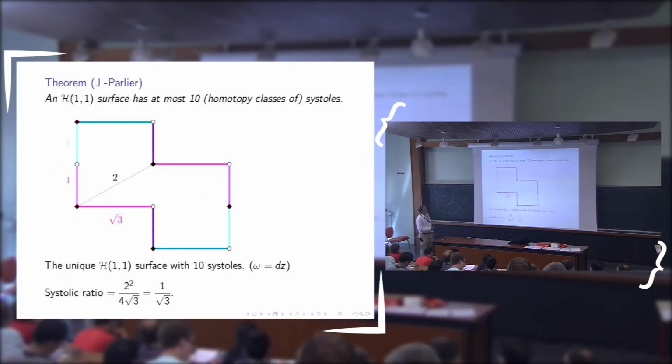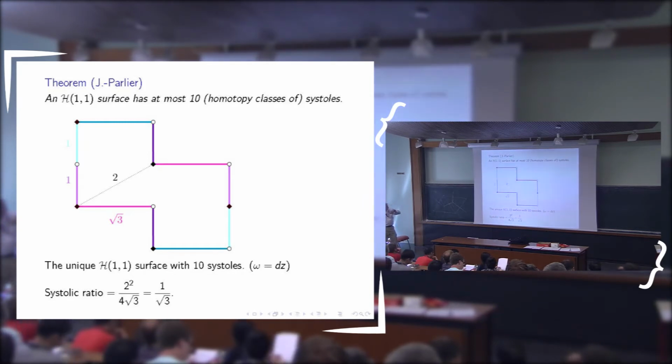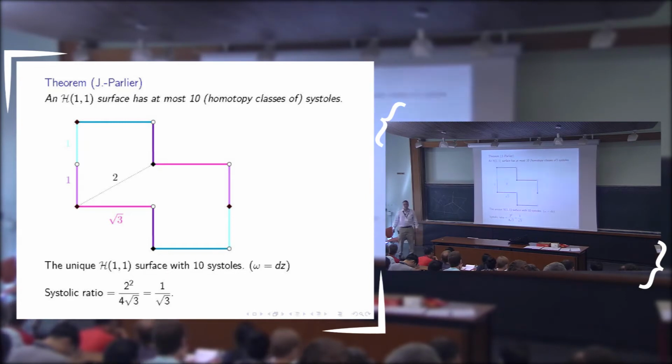Okay. So here's our theorem on the number of systoles with Hugo. An H11 surface has at most 10 homotopy classes of systoles. And this surface, where you identify edges corresponding to colors, is the unique one with 10. No other surface has 10 homotopy classes of systoles, or just, let's just say 10 systoles.